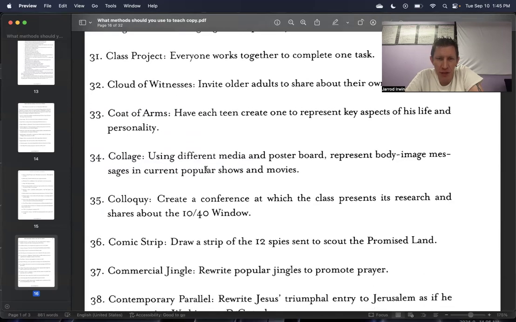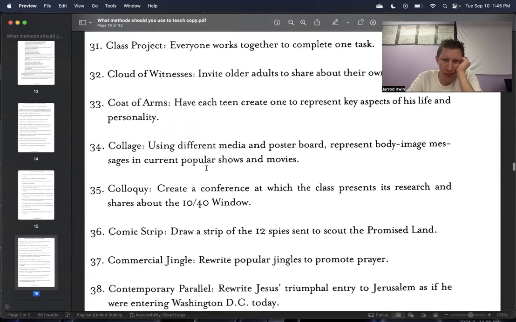Coat of arms: have each teen create one to represent key aspects of his life and personality. I actually did that at a ministry school one time. Collage: use different media and poster board to represent body image messages in current popular shows and movies.